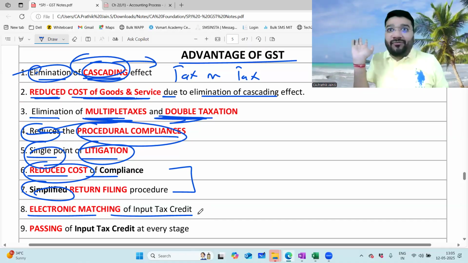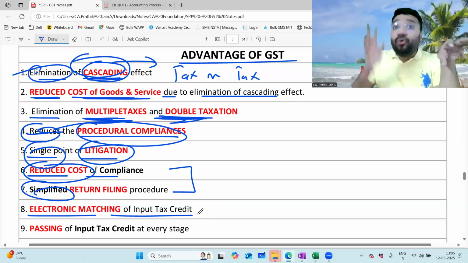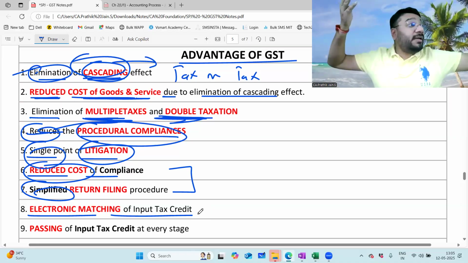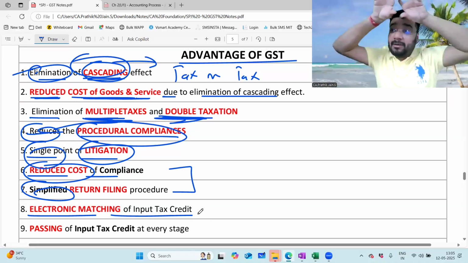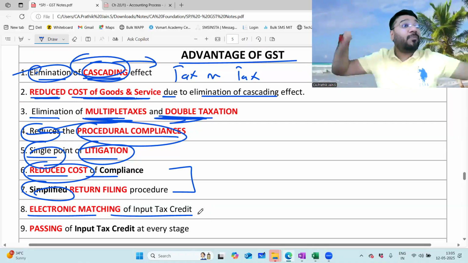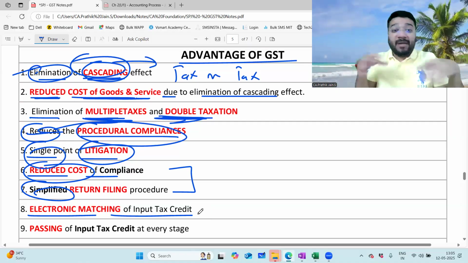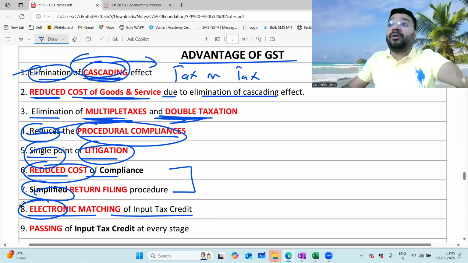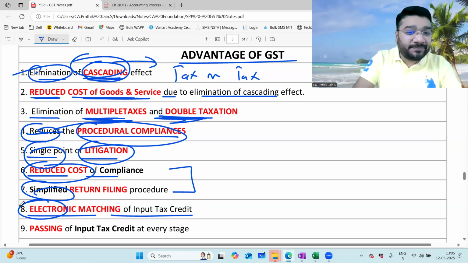Forget that you will have your own software. But imagine those small people who don't have the software. They have difficulty, no? So now all the data you submit to the GST department, in your portal on the GST department, how much input, how much output, everything is available. So it becomes easy for you to match your input and output. So electronic matching of input tax credit becomes very easy in the GST system.